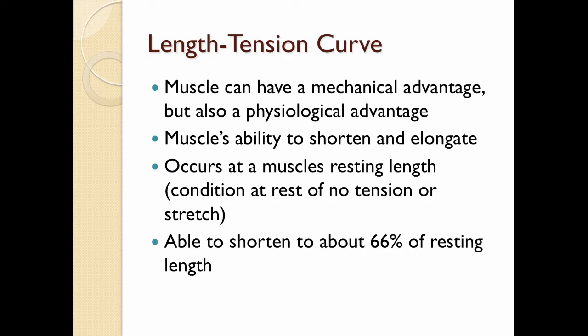Let's talk about a length tension curve. Muscles not only have a mechanical advantage, but a physiological advantage. As we well know, muscles shorten and elongate. The length tension curve begins when the muscle is at a resting length, a condition of rest with no tension or stretch on the muscle. A muscle is able to shorten about 66%, or two-thirds, of its resting length.